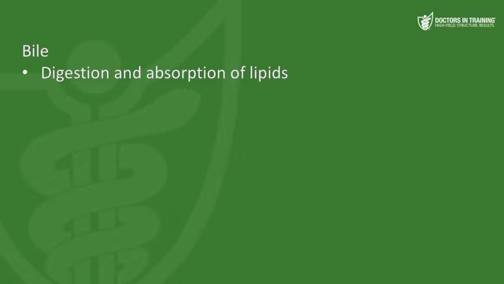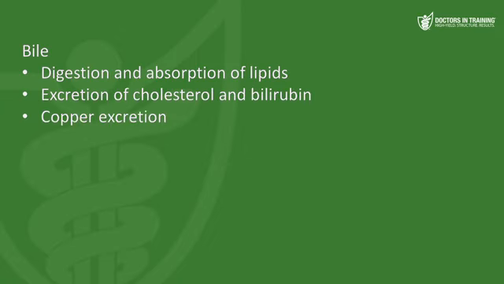We've already discussed the functions of bile over the course of the last few lectures. Bile is important for digesting and absorbing lipids. It's important for excreting cholesterol and bilirubin. Bile is important for copper excretion and in fact is one of the body's only mechanisms to excrete copper. Bile also has some antimicrobial bactericidal activity, and it may help kill bacteria that we ingest with food.